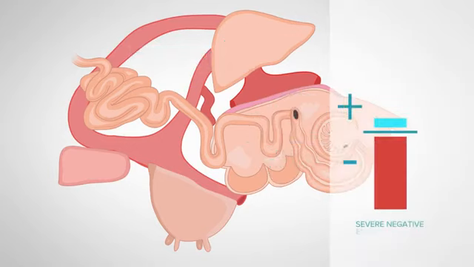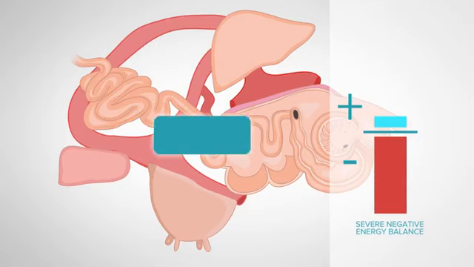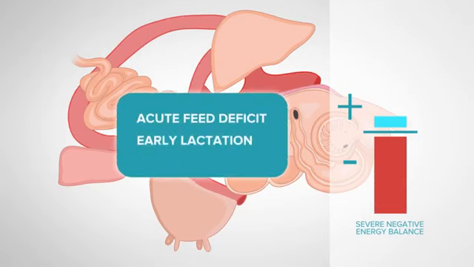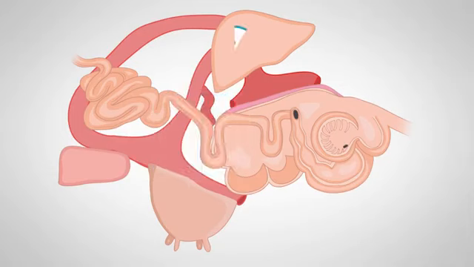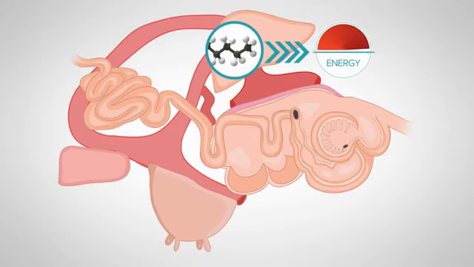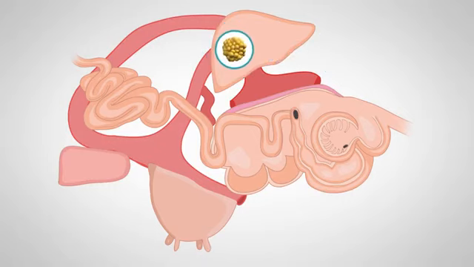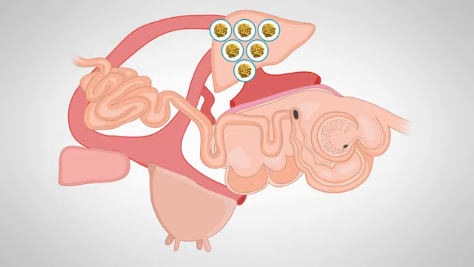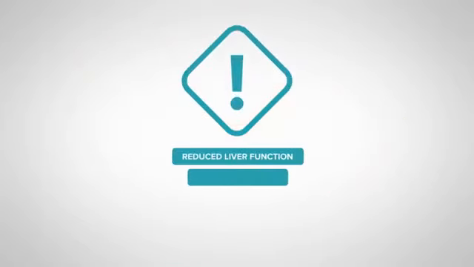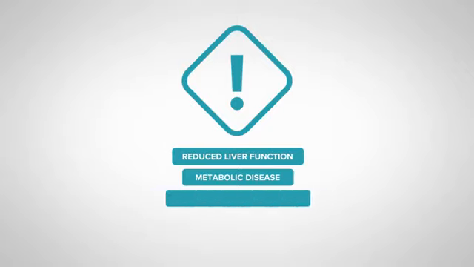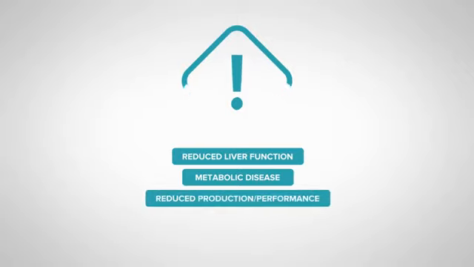Now, if the cow is in severe negative energy balance, for example, during an acute feed deficit or in early lactation, in particular in cows above target body condition score, when they are mobilizing large amounts of body tissue, there are a lot of fatty acids transported to the liver. These cannot all be converted to energy, and fat can begin to build up in the liver. The dairy cow is not efficient at exporting excess fat out of the liver, and the deposit of fat accumulates. This can cause reduced liver function, it predisposes the cow to metabolic diseases, and reduces cow production and performance.